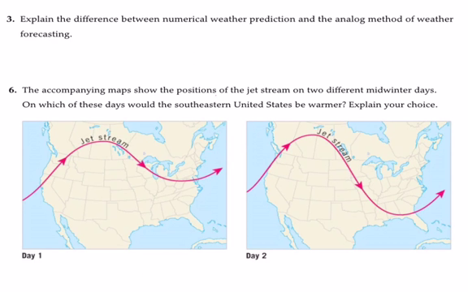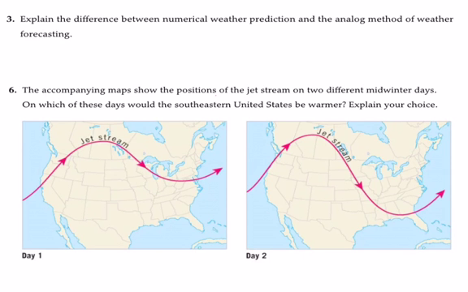Okay. Next one. We have our next two. So number 3 says, explain the difference between numerical weather prediction and analog method. That should be fresh in your minds. Analog's like pattern recognition. Yeah. The numerical's like computer programs. Yeah, I think you need computer models.